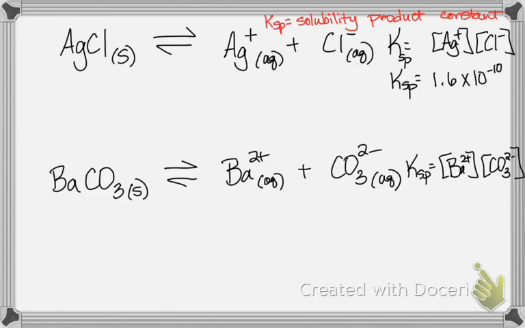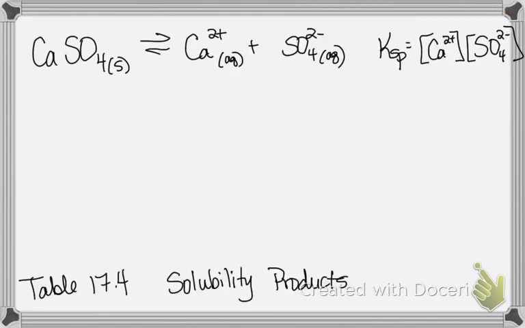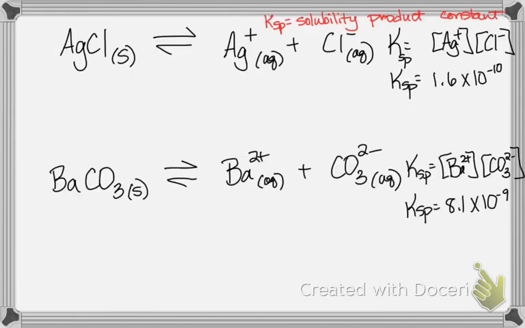The KSP for barium carbonate is 8.1 times 10 to the minus 9. And you need to be familiar with looking these up yourself because when it comes time for the test, and possibly on Connect, you're going to have to look them up. I know you will on the test. And then calcium sulfate, its KSP is 2.4 times 10 to the minus 5. And so that's the KSP just from the table.